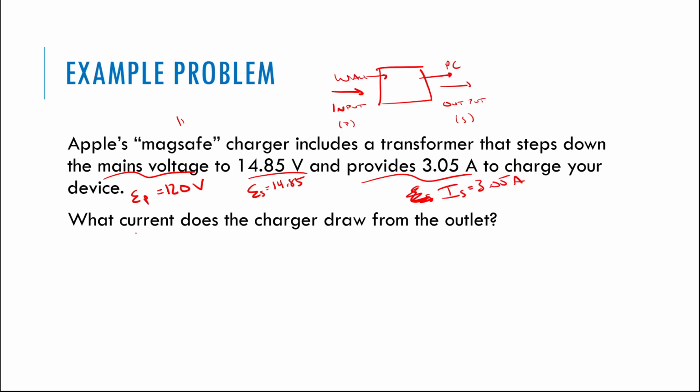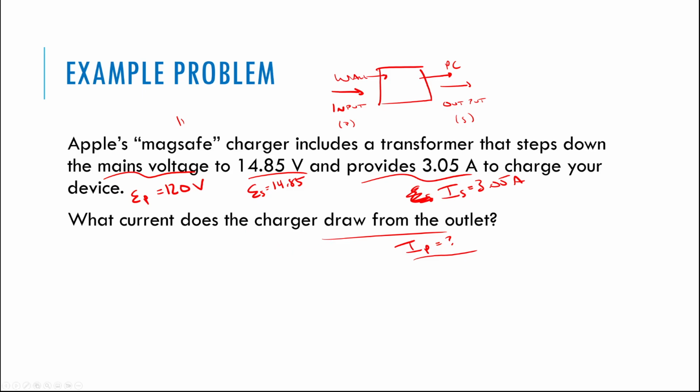And I want to know, what current does the charger draw from the outlet? Drawing from the outlet is what's going into the brick, right? The brick is what's converting this electricity. So what current does it draw from the outlet? That means we're being asked about the primary current. That's my unknown, if you will. So I've got two EMFs and one current. I want to find the other current.